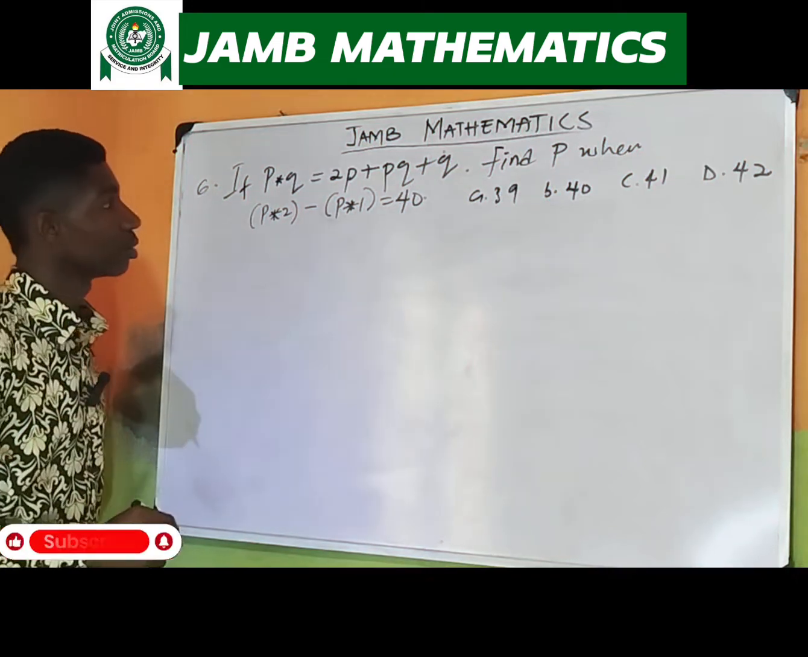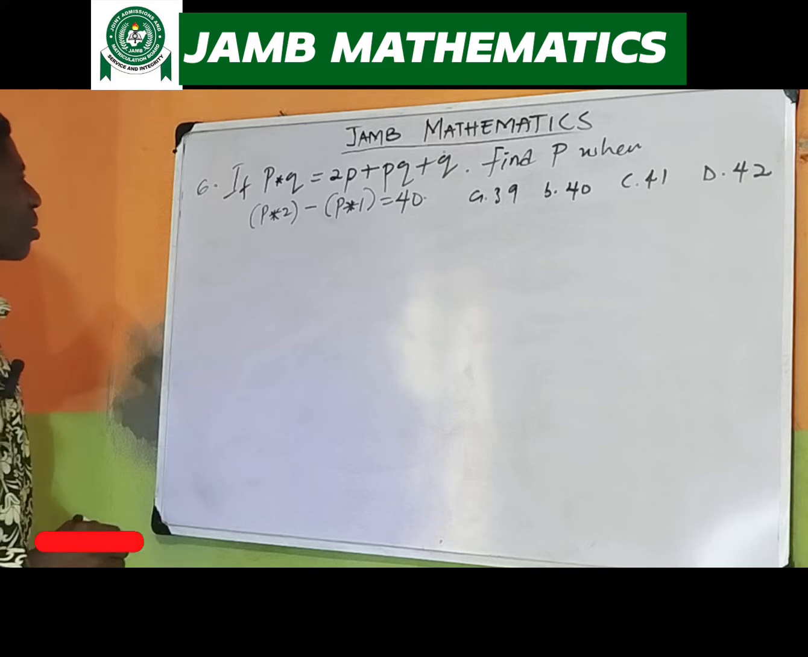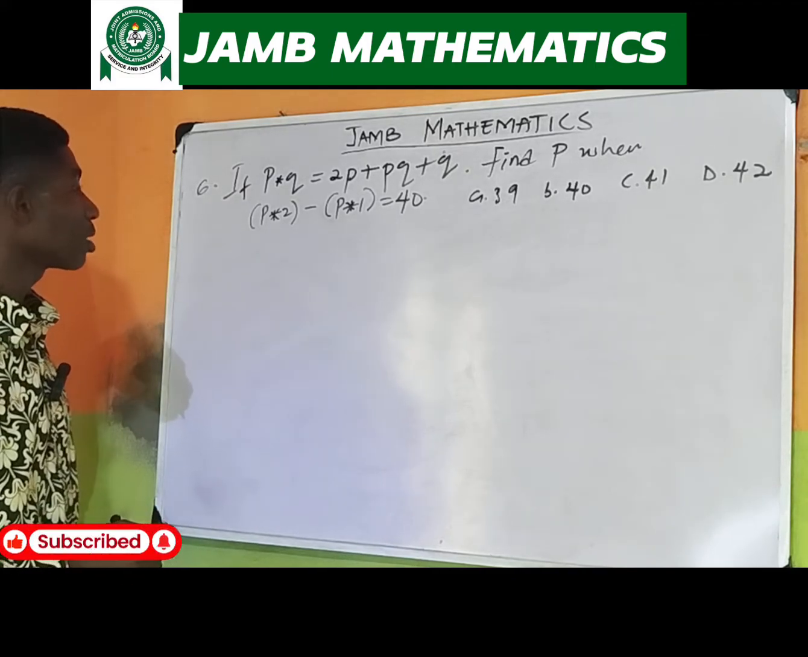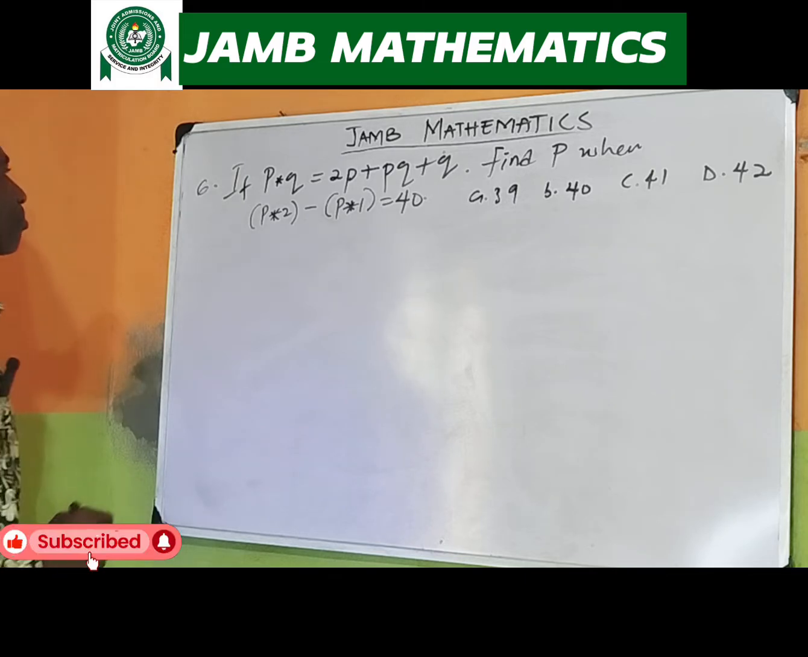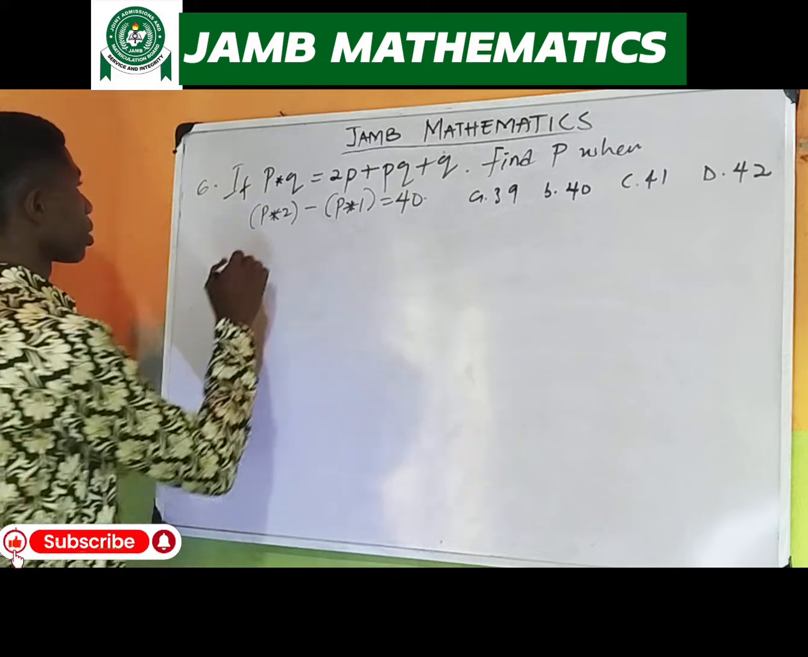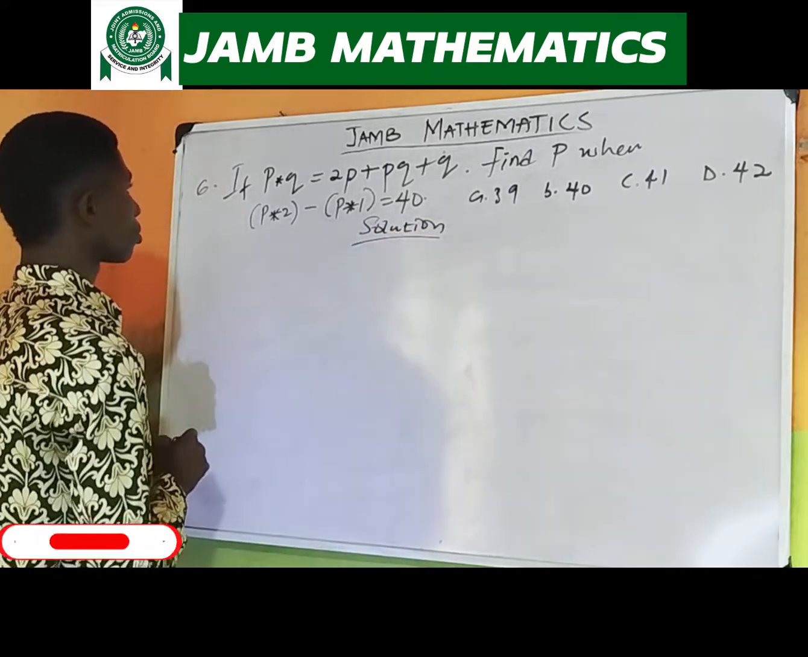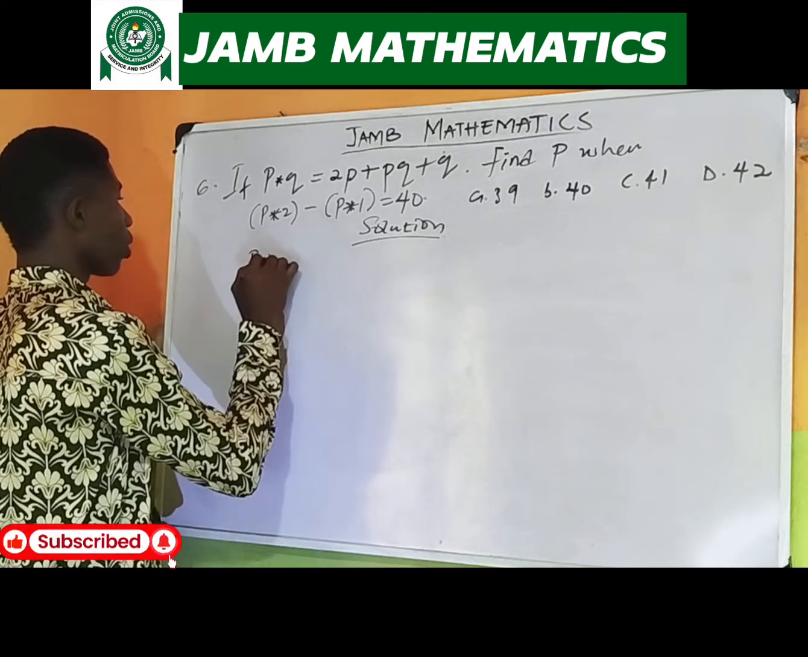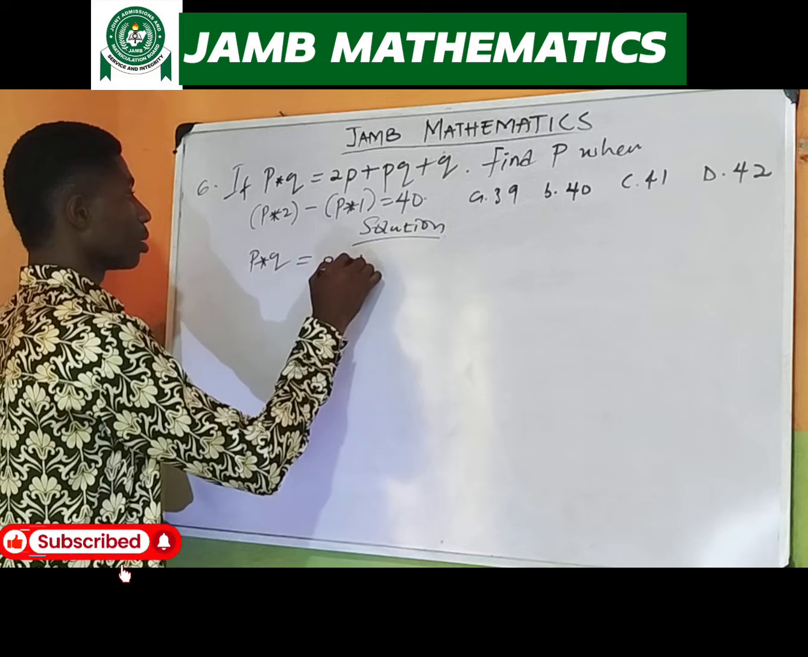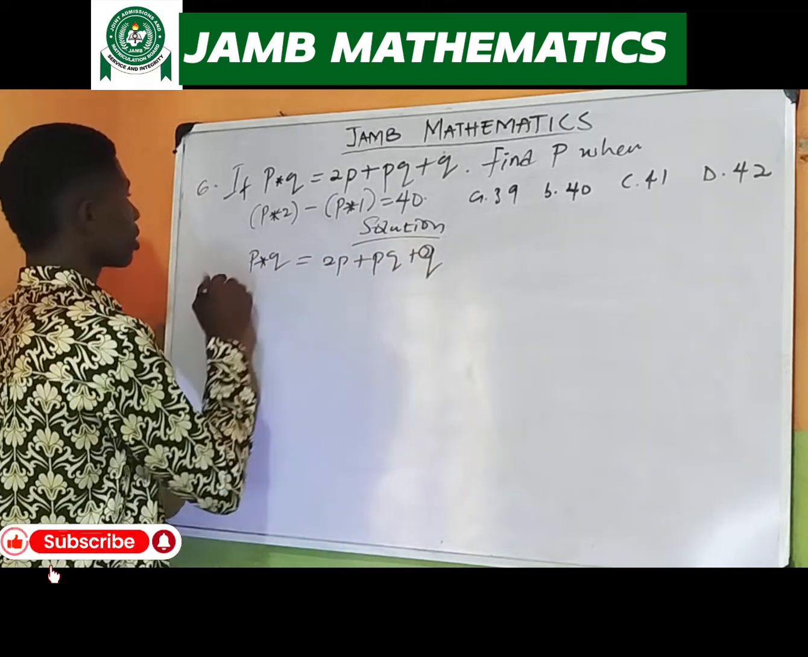If P star Q is equal to 2P plus PQ plus Q, find P when the bracket P star 2 minus P star 1 is equal to 40. Now, comparing this first bracket with our equation, solution. P star operation Q. This star is an operation. 2P plus PQ plus Q. P star Q.